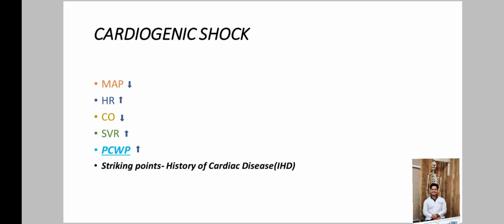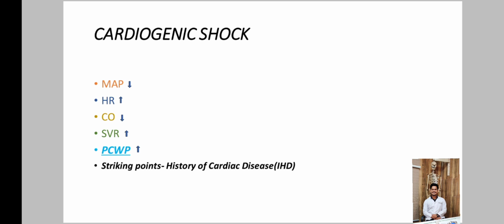Thus there is a decrease in the cardiac output, because your pump, that is the heart, is not able to pump the blood itself, so the cardiac output is less. And as we have discussed in the hypovolemic shock section, cardiac output is the product of stroke volume and heart rate. So when the stroke volume is less, due to less pumping capacity of the heart itself, the body will try to compensate by increasing the heart rate.